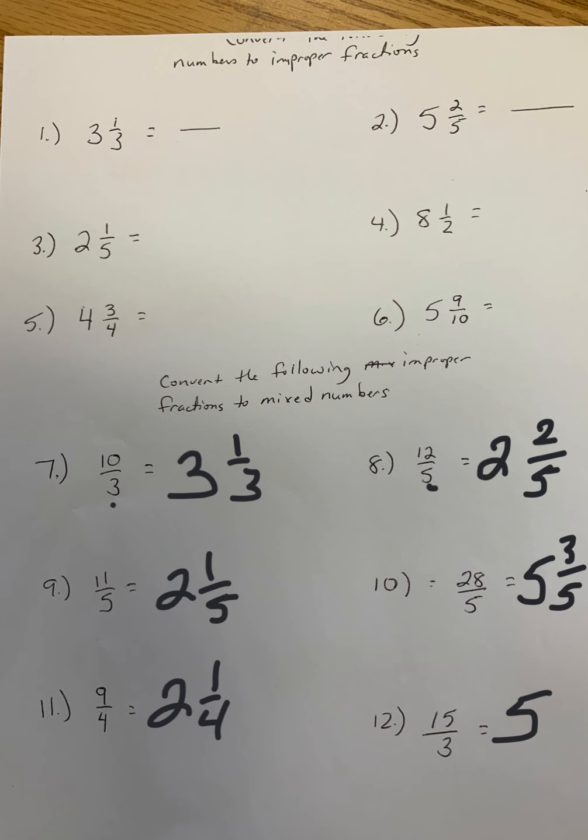The only tricky one on this one is number 12. Fractions actually just mean divide by. 3 goes into 15 5 full times, so it's just 5. Or 15 divided by 3 is 5.